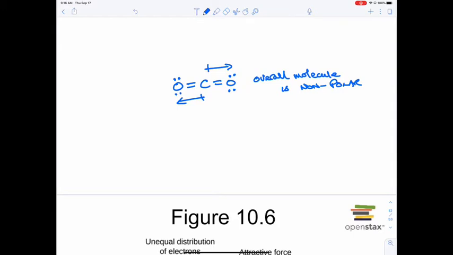Now, if this molecule is non-polar, it means it doesn't have a positive end or a negative end. So there should be no attractions between carbon dioxide and another carbon dioxide. If we had another carbon dioxide down here, there would be no attraction between them. And if there were no attraction, there's no way that we could produce a solid, because there has to be an attraction between those carbon dioxides to hold them together. But we know that solid CO2 exists because it's what's called dry ice.